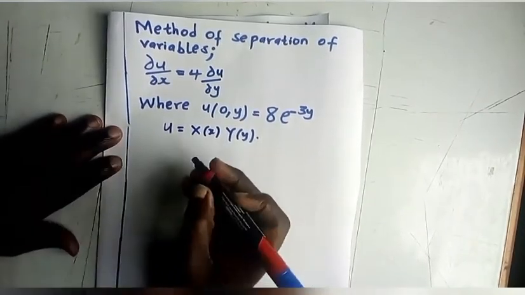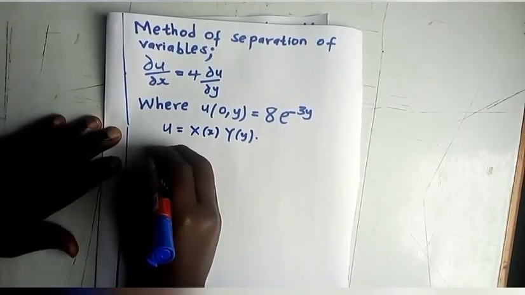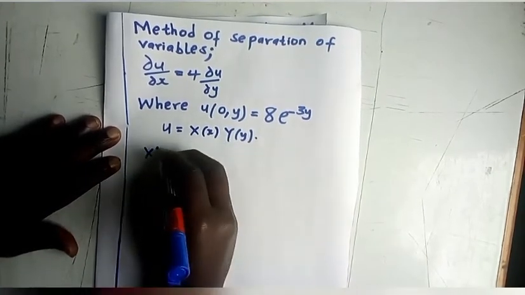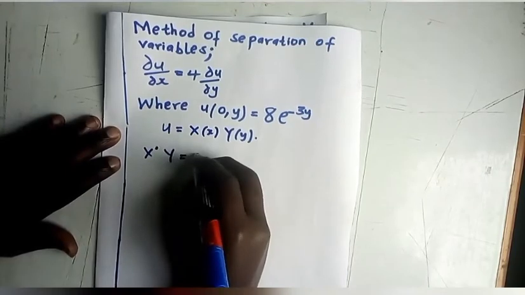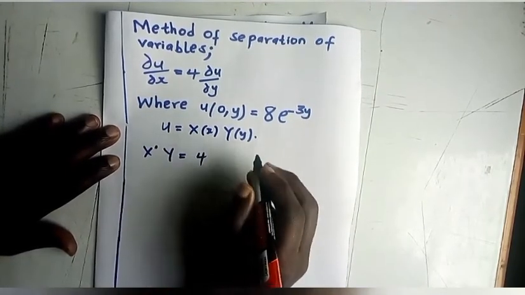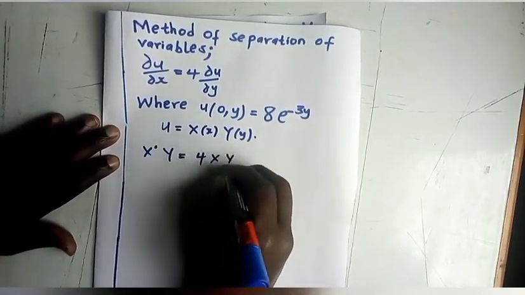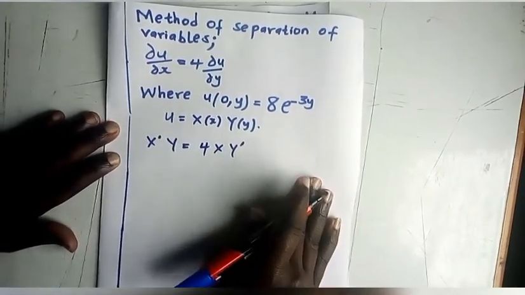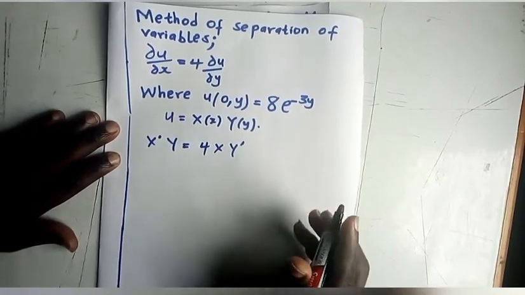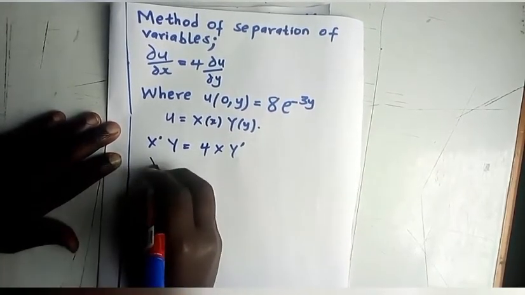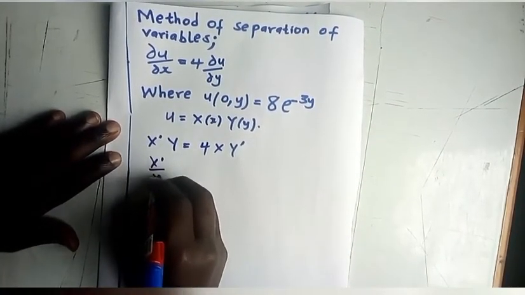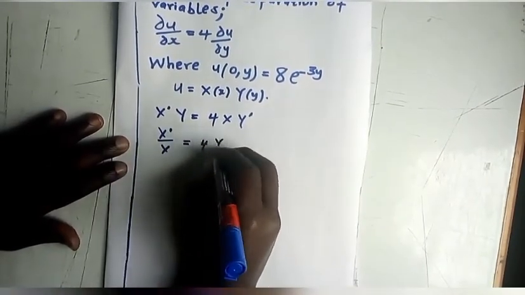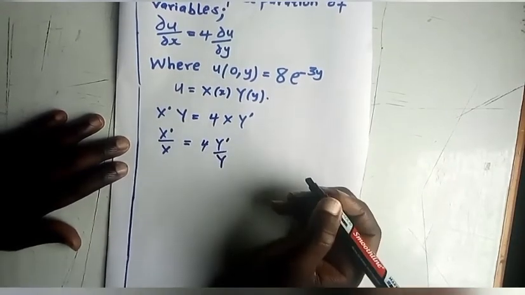So partial u partial x is going to be X prime times Y. We are differentiating x, but we are maintaining y as a constant, okay, is equal to 4 partial u partial y, which is going to be X times Y prime. We are differentiating y but maintaining x as a constant, okay. So we want to collect like terms. So this is going to be X prime over X is equal to 4 Y prime over Y, okay.